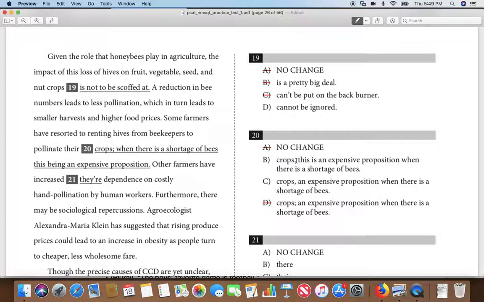Okay? Let me read it with a brief pause. Some farmers have resorted to renting hives from beekeepers to pollinate their crops, this is an expensive proposition when there's a shortage of bees. Sounds a little bit weird, doesn't it? Yes. But if you take a longer pause like you would with a period, it sounds okay. That's why you've got to make sure that you read it the way it's written. Brief pause with a comma.